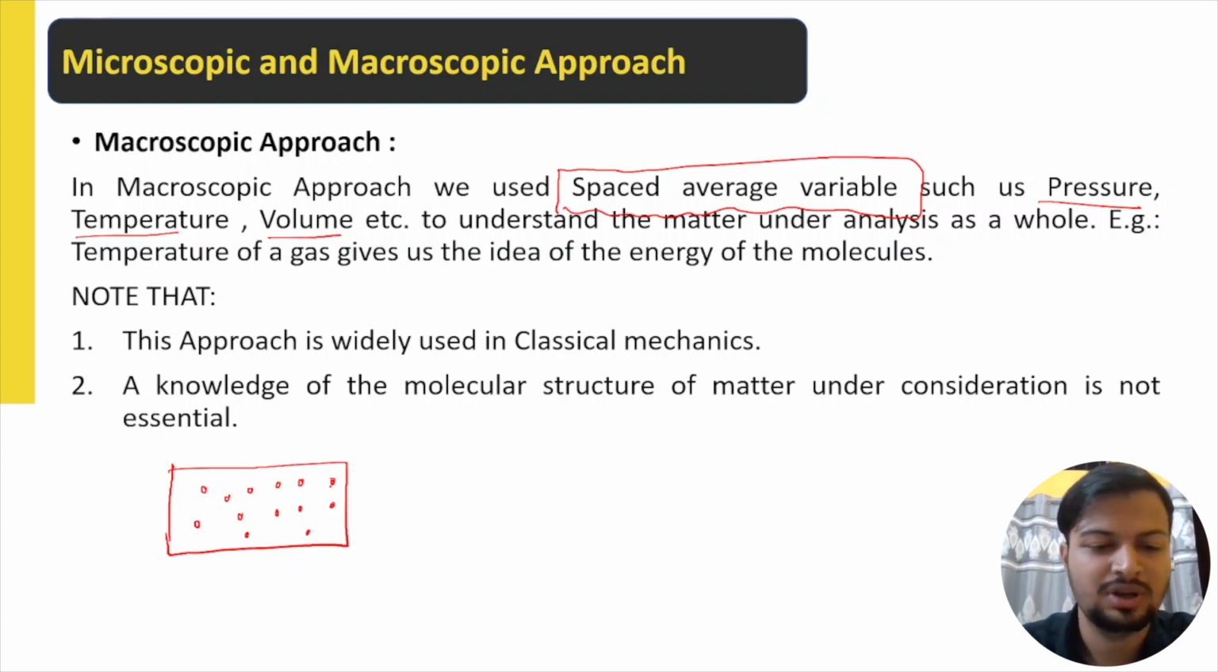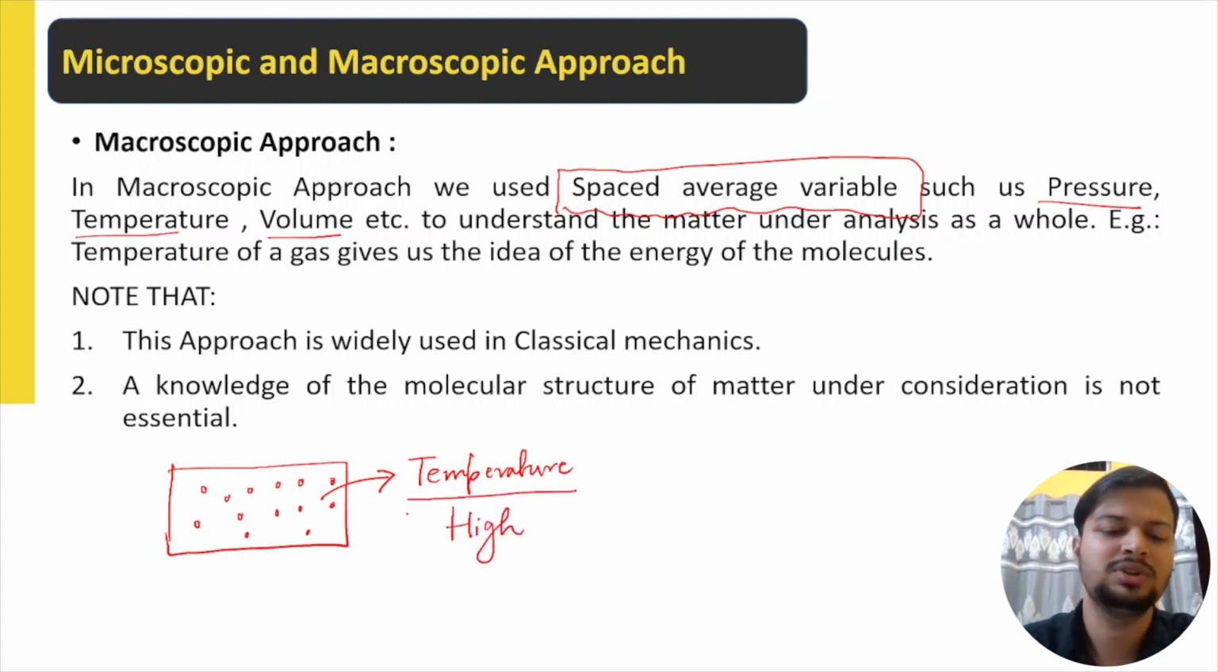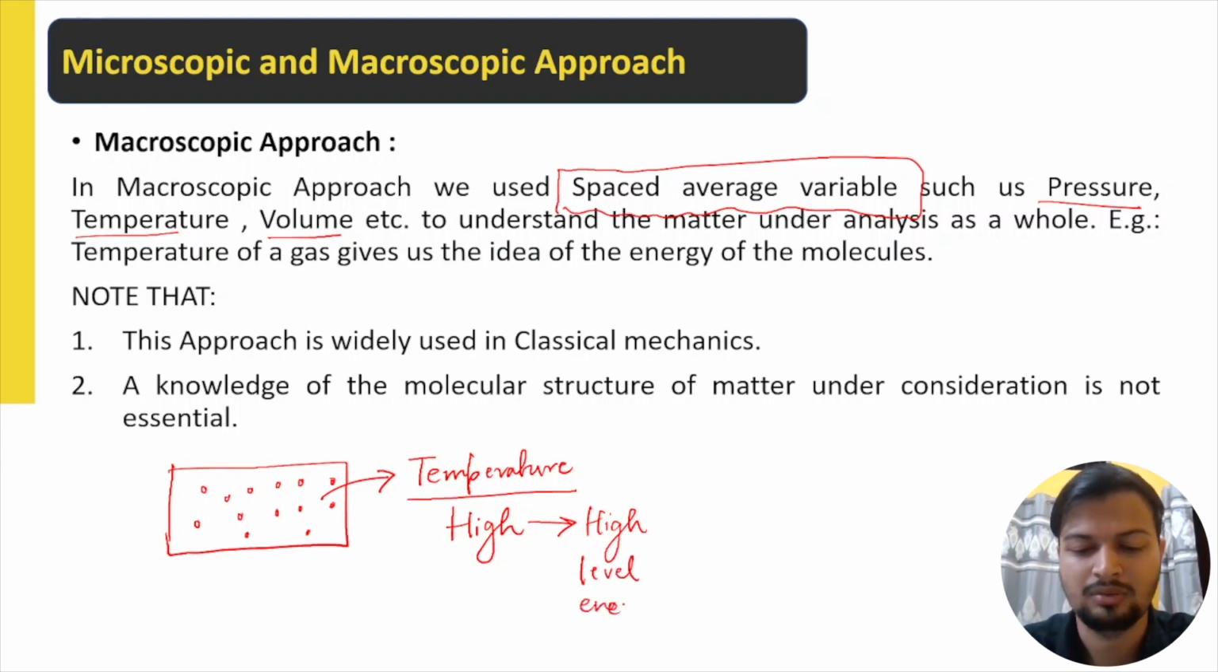What we are doing is studying certain parameters. For example, if we record the temperature of this gas and it comes out to be very high, then we can have a picture that all the molecules will have a very high level of energy. So we'll get a rough picture about the state of the system.